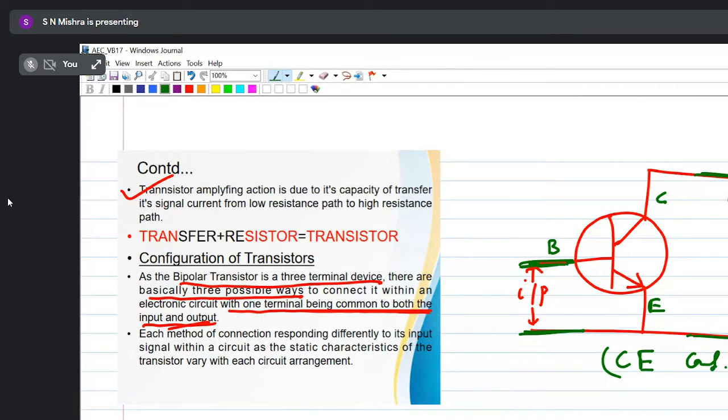So if you look at this figure, between input and output, which terminal is common? Here I am giving input between base and emitter. Here I am taking output between these two terminals, that means collector and emitter. So the emitter terminal is common between input and output. Yes or no? Yes, sir. That's why it is called common emitter configuration.